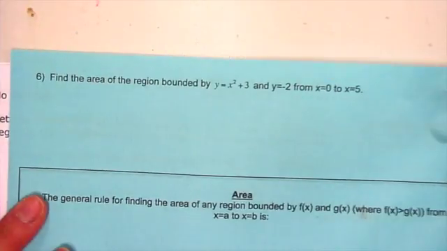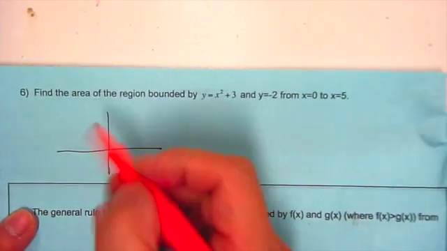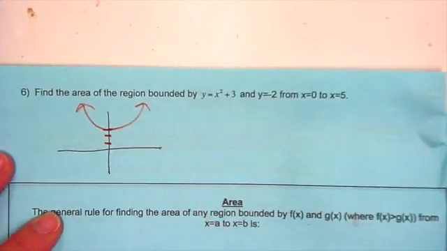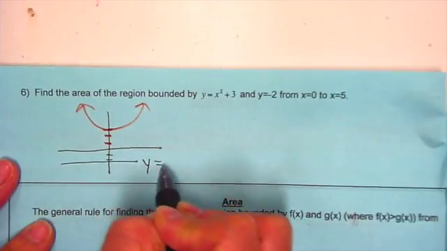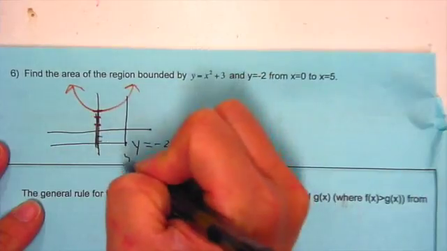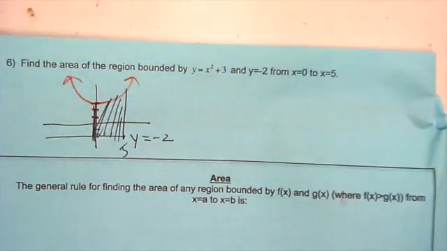So I want the area of the region of y equals x squared plus 3. That's just the parabola moved up 3 units. And y equals -2, which is a horizontal line here. And we're going to look at this graph from 0 to 5. So this is the region that I'm looking at. Now, there's no way I can come up with the area of the region geometrically. So we do have to come up with a definite integral.